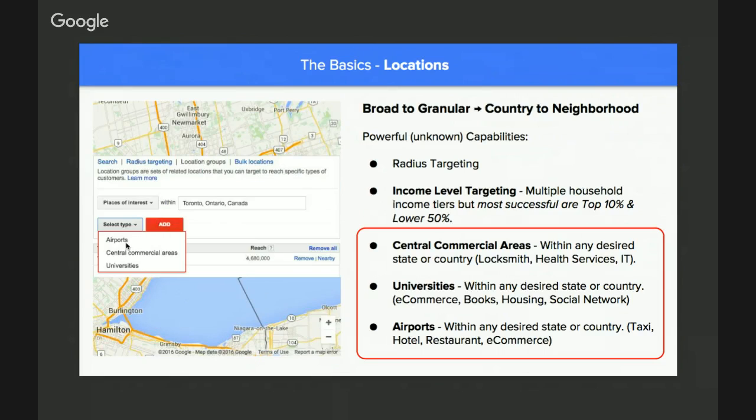and finally, airports. So if you're maybe a taxi service, or if you're Lyft or Uber, or you're a hotel service or a restaurant, and you want to target people who are at airports, you can just select this drop down, select airports, and pick within whatever region you want to show your ads in. So these are some hidden things. Now this is pretty basic stuff, and this is what every single campaign has within AdWords. However, a lot of people don't know that you can do income level targeting, central commercial areas, universities, and airports. Definitely, again, one of those nice hidden features that AdWords provides.